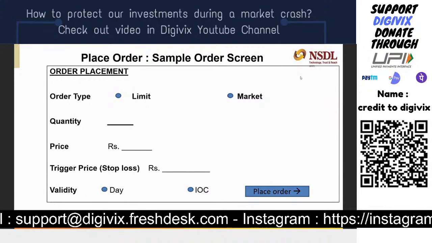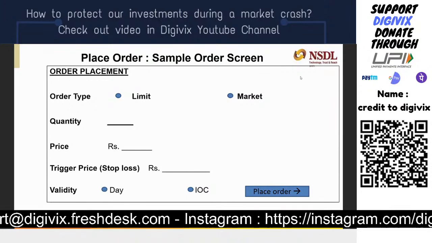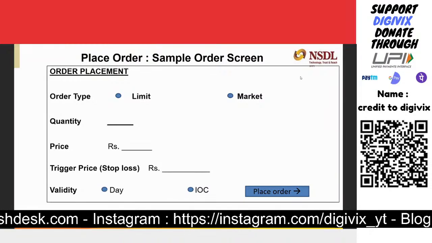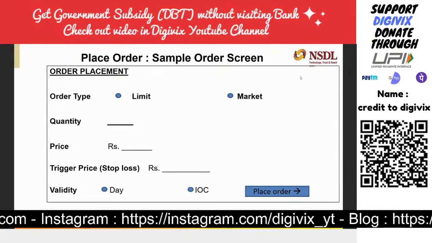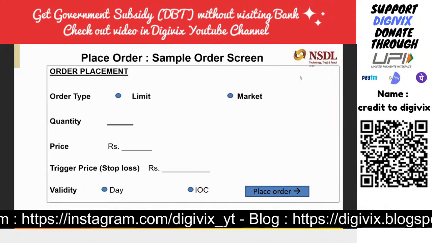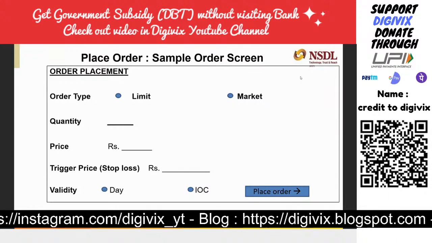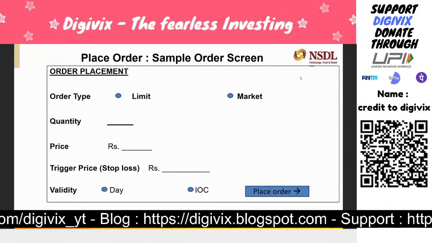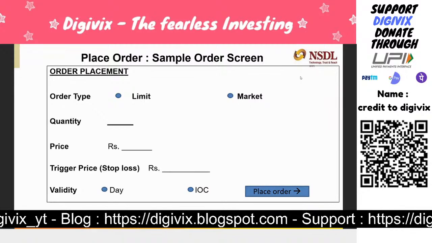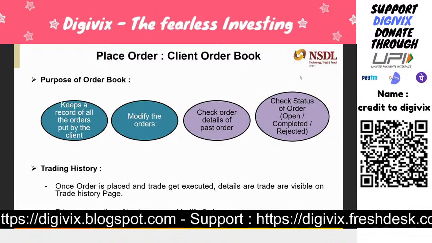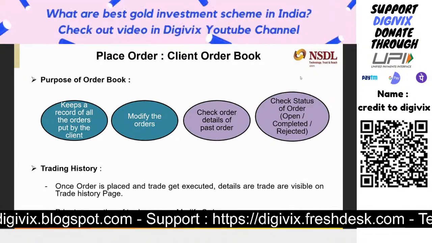So this would be a sample screen, how you can select limit or market. Quantity you have to select, which I was discussing some time back. Price, then validity, all these details would be coming as options, so you have to choose, and then you have to place the order. So there is something called the order book.